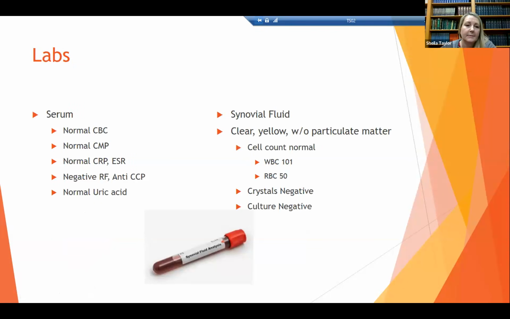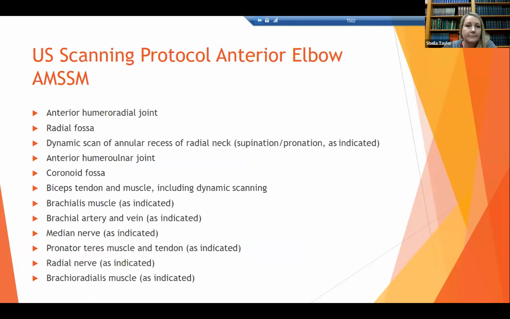So I got serum labs, which were all negative, no inflammatory arthropathy, no elevation in her uric acid. I did tap her at the time of first meeting and sent her synovial fluid. I got about 3 mLs out of the bursa. It was clear, yellow, didn't have any particulate matter. It had a normal cell count, negative for crystals and negative culture.